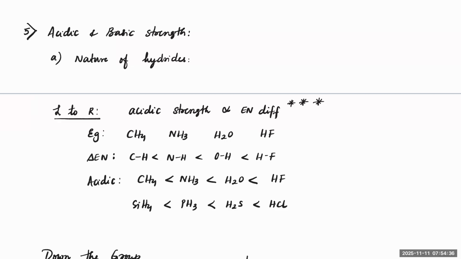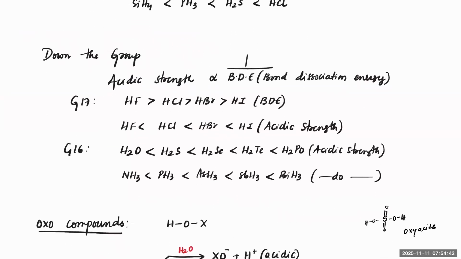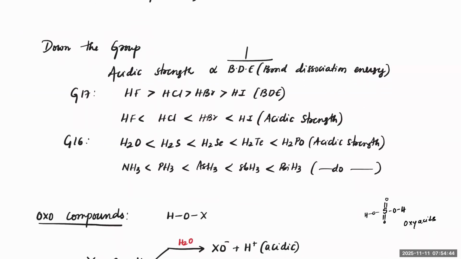If you notice from left to right, how does the acidic strength vary? Correct. And down the group, how does it vary? Down the group, you need to check only the bond dissociation energy. You should not consider the electronegativity difference down the group.